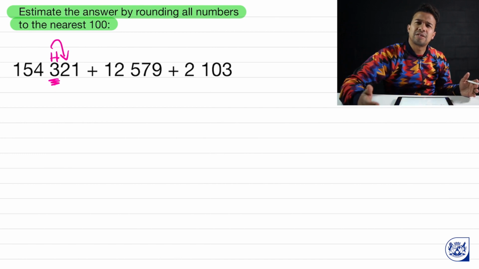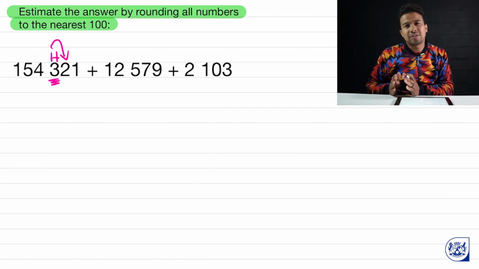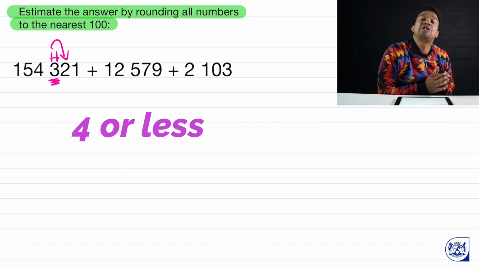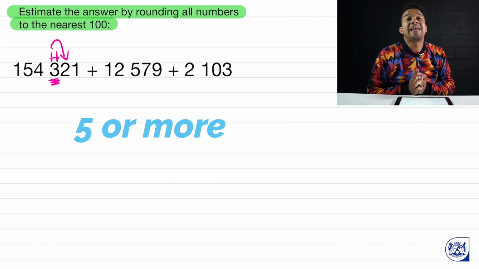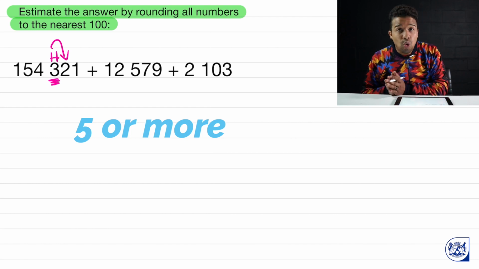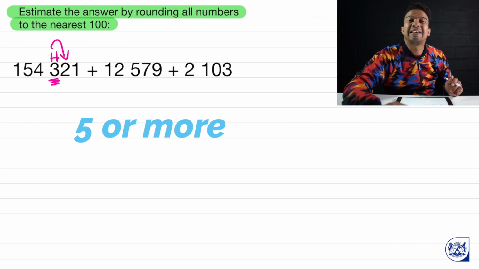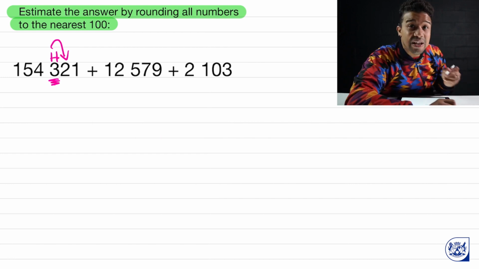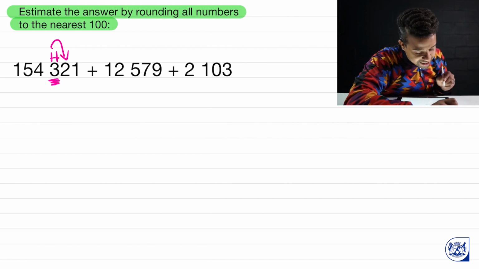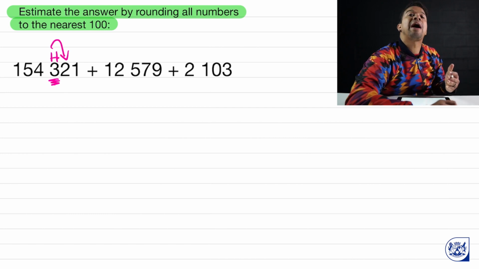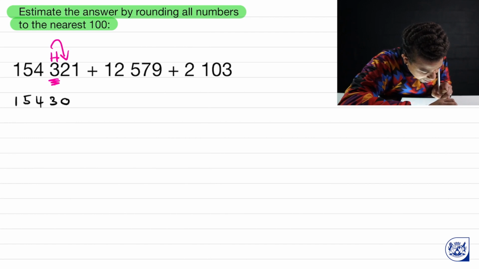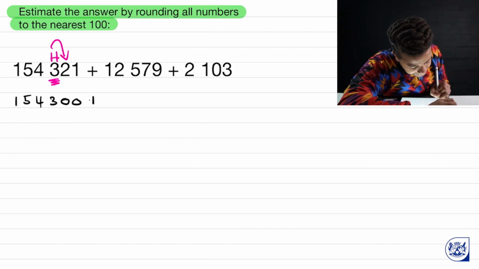Now what do we do next? If the number next to it is 4 or less, the number in the hundreds place will stay the same. If the number next to it is 5 or more, the number in the hundreds place will increase by 1. Well, we can see that the number next to it is less than 4, and therefore the number in the hundreds place will stay the same and the numbers behind it will become 0. 1, 5, 4, 3 stays the same and the numbers behind it become 0.